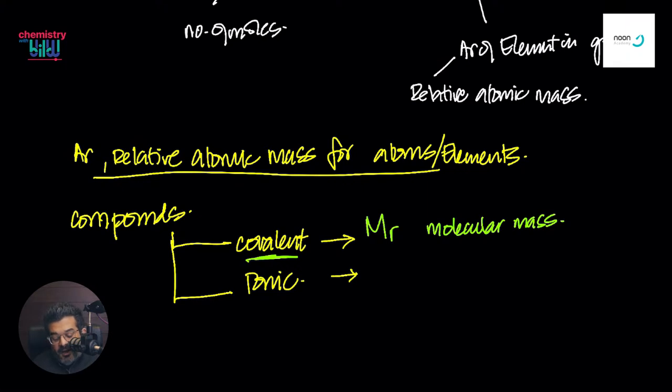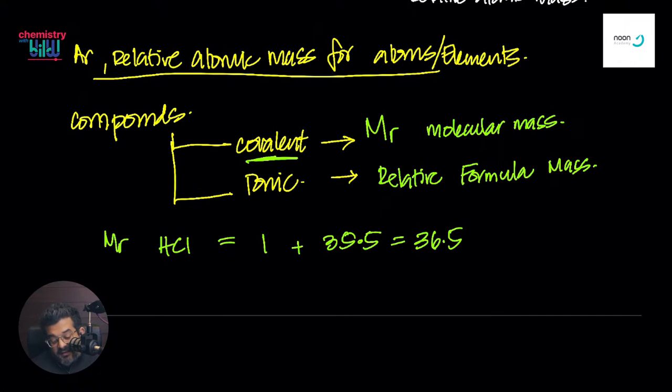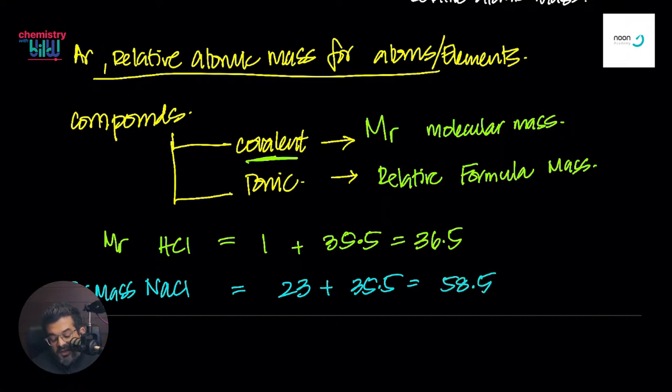Not ionic. For ionic, the term is relative formula mass. So, for example, HCl's Mr is the mass of H plus the mass of Cl, 36.5. And so that's the Mr. But NaCl, you will say formula mass. You will not say Mr, but it's calculated the same way. You just add the Ars of every single element in the formula. So 23 plus 35.5 is 58.5. So the math is the same.